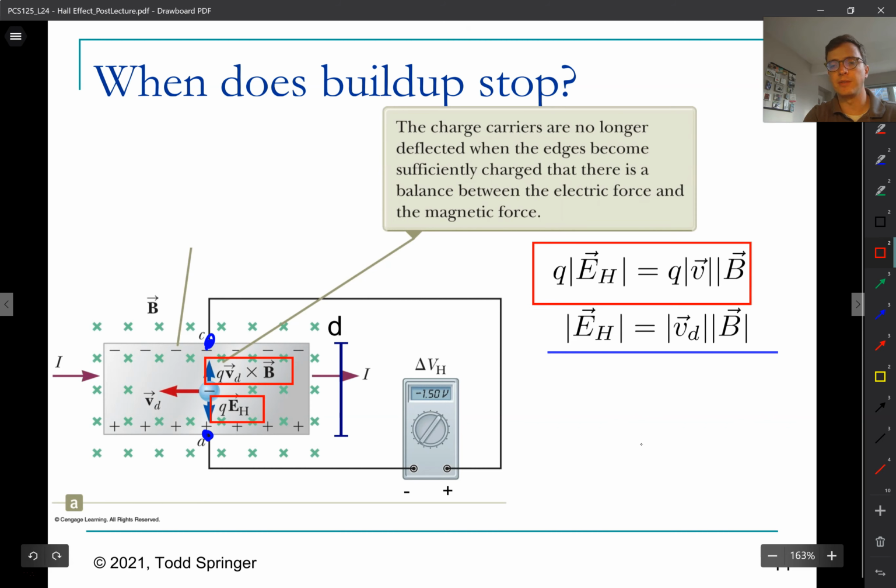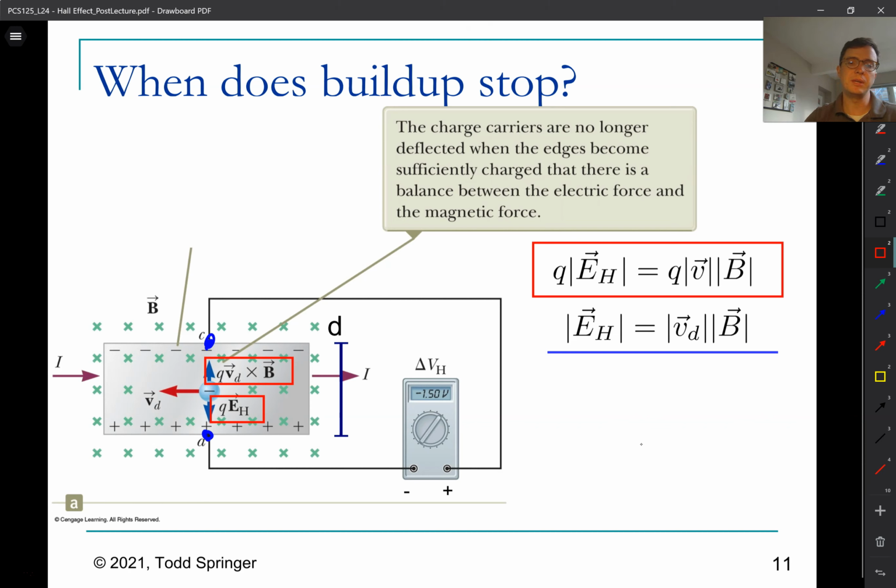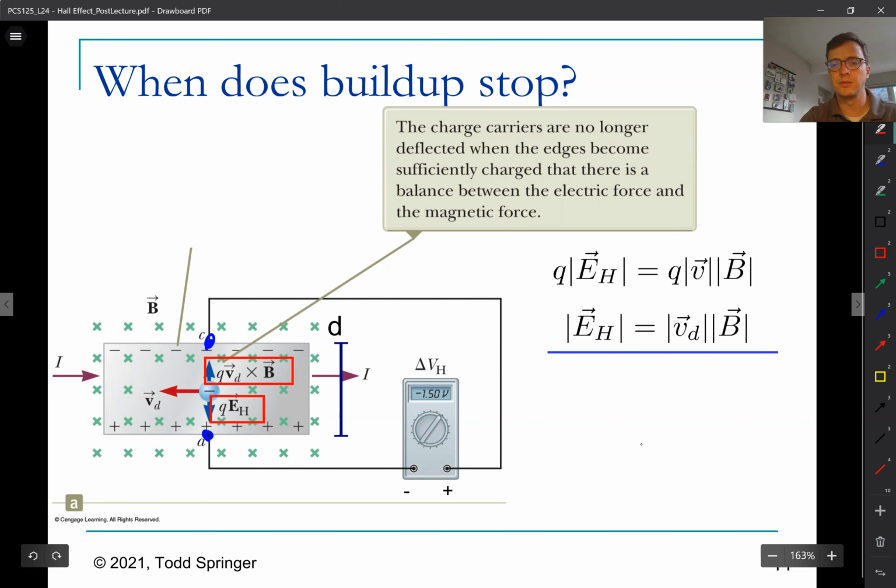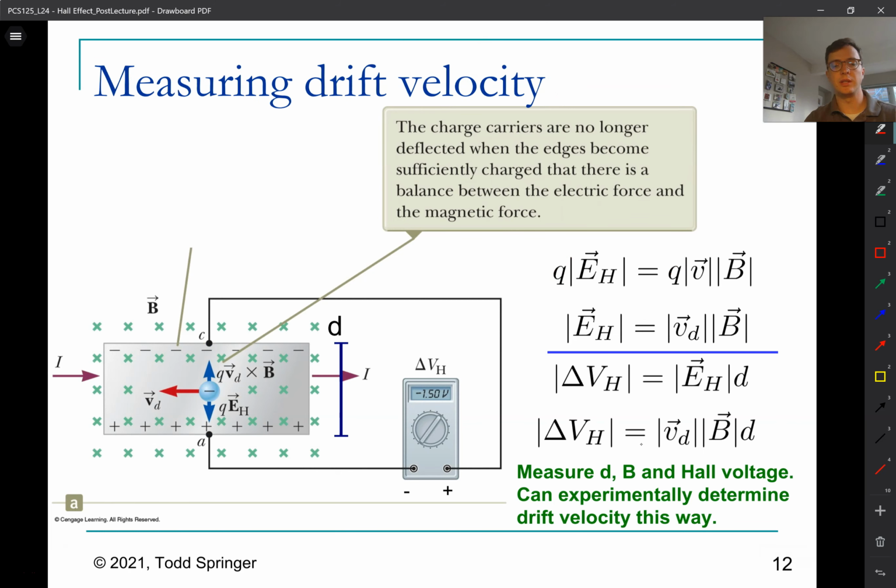So that happens when you have QE, which is the electric force downward, equal to QvB, which is the magnetic force upward. And of course the Q's cancel out here. And I get that the electric field which I develop is equal to the magnetic field times the velocity of those charges, E = vB. Now, how is this related to the voltage that you measure?